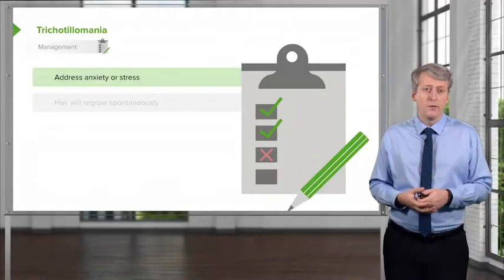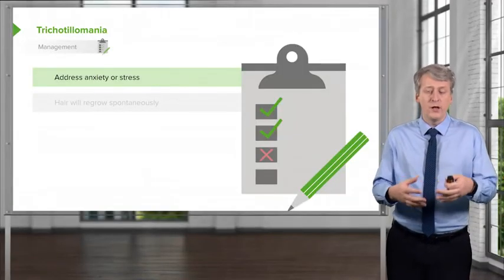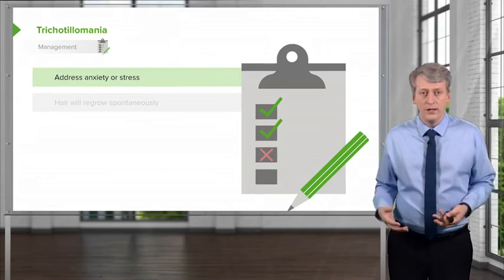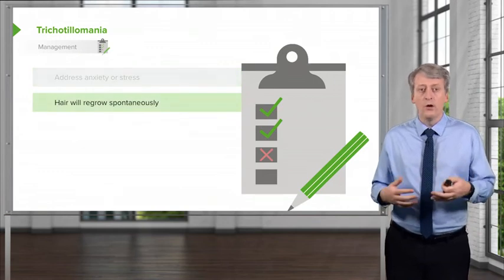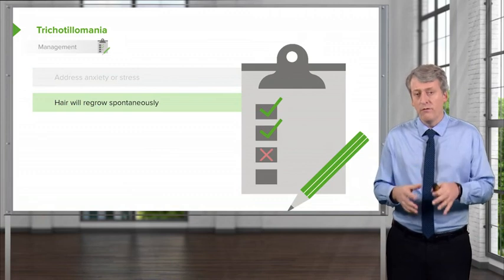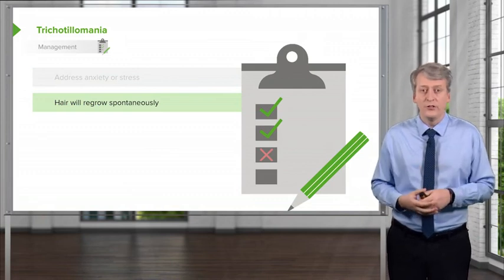For patients with trichotillomania, the key thing is to address the underlying problem, the anxiety or the stress or the mental illness. Gradually, this hair will usually regrow spontaneously. So that's a review of the major causes of hair loss in children.